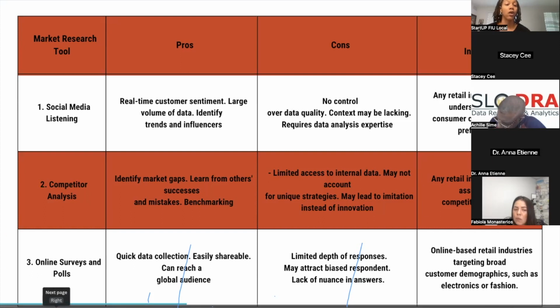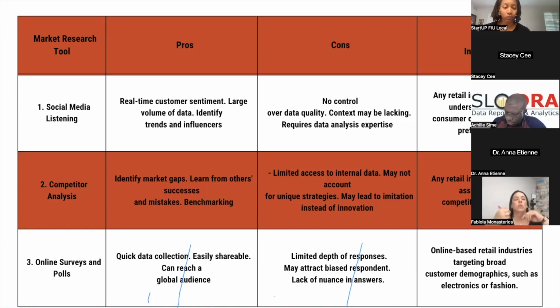The next one is to do online surveys and polls. It's quick data collection, it's easily shareable, you can reach a global audience with it. There's also a functionality of it that allows you to get insights, how many people actually answered your survey. And you can create it within your social media platforms. So you don't have to navigate outside of the tools and instruments that you're already using in order to create these polls. You also already have a captive audience if you're doing online surveys and polls through social media.